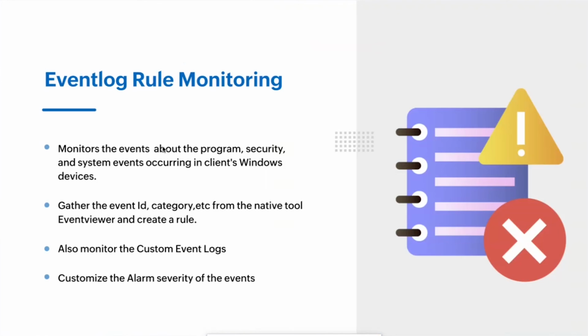Next, we have event log monitoring. Talking about event log rules, with OpManager MSP, one can monitor the application, security, and system events which happen on Windows devices. You can just gather the event ID, category, etc. from the native tool, Event Viewer, and create a rule in OpManager MSP to parse those events. You can monitor custom events using custom event logs. The level of severity of alarms can be customized as well.